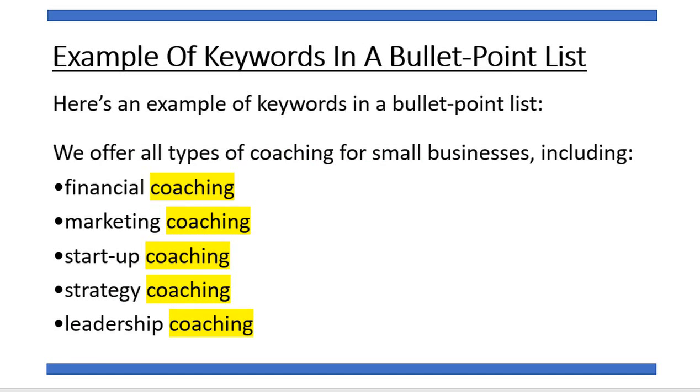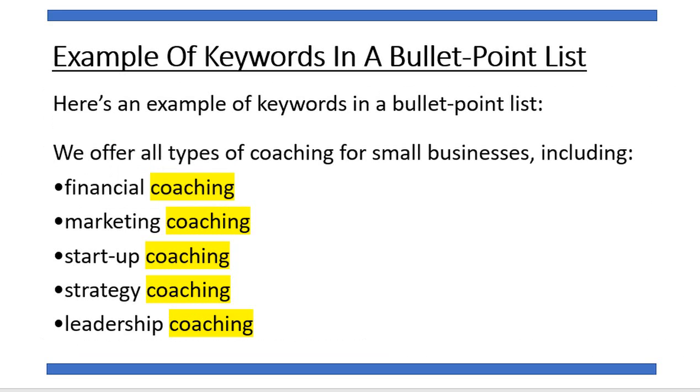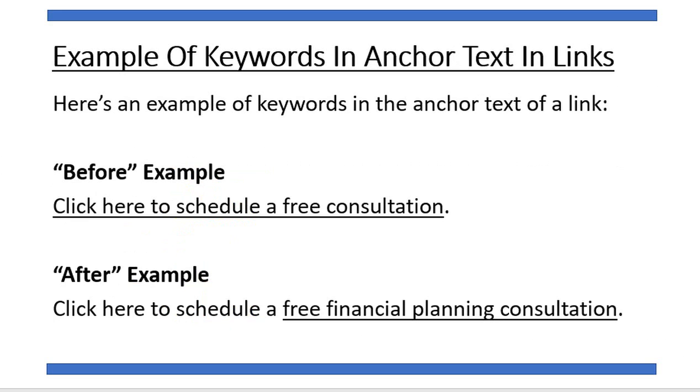Another place to put keywords where again they don't interrupt the flow of the writing at all is in bullet pointed lists. So if we were doing normal writing, in this example that I'm showing, we offer all types of coaching for small businesses, including, if we were doing normal writing, we would have just put financial, marketing, startup, strategy, leadership. But instead I'm repeating the word coaching so that when Google comes along and sees that, it sees financial coaching, marketing coaching, startup coaching. So it sees those two words together, and it also helps me reach my keyword densities for the word coaching.